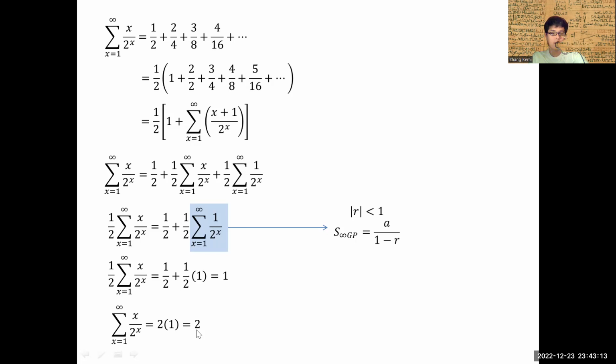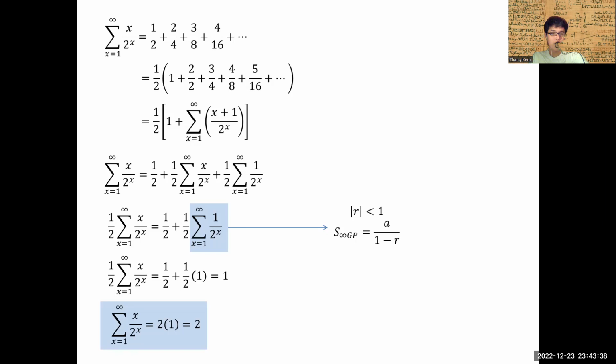So thus, that is the answer for this entire series to converge. The sum of x from 1 to infinity of x over 2 to the power of x converges at 2. So this is the convergence for this infinite series. So what has this got to do with what we have established earlier?